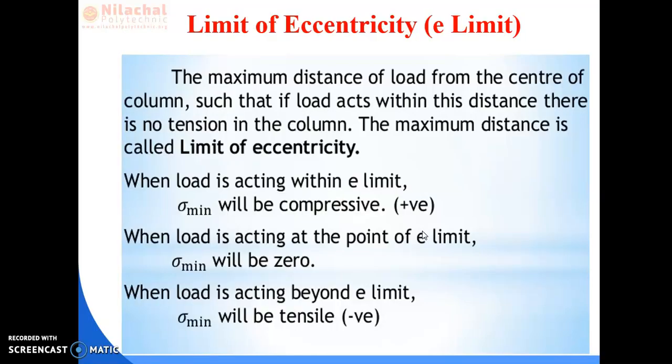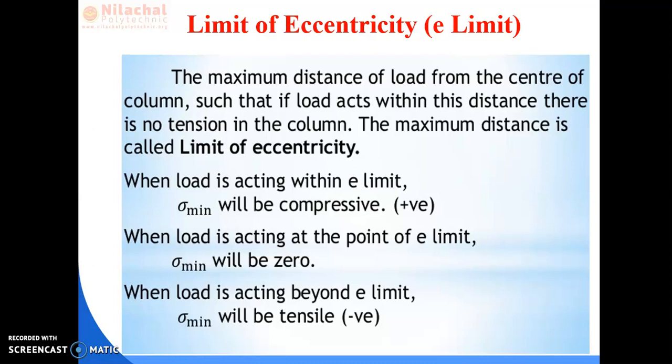So what is the limit of eccentricity? You have to study what the limit of eccentricity is. We know that due to the eccentricity of the load, bending of the column takes place. So the maximum distance of the load from the center of the column, such that when the load acts within this distance there will be no tension in the column, is called the limit of eccentricity. So the limit of eccentricity depends on the width of the column.